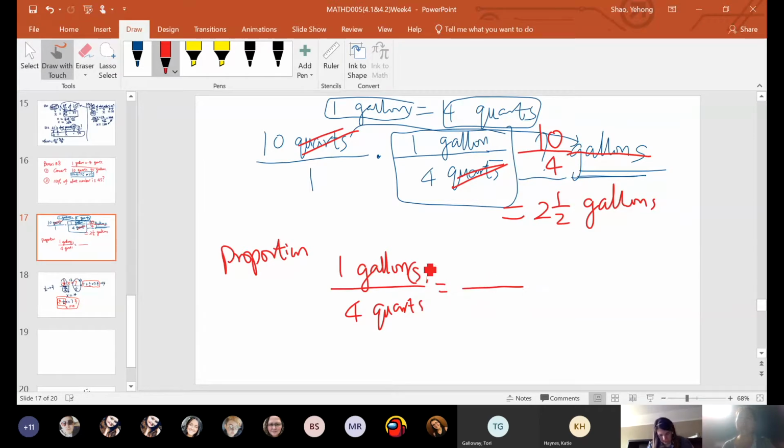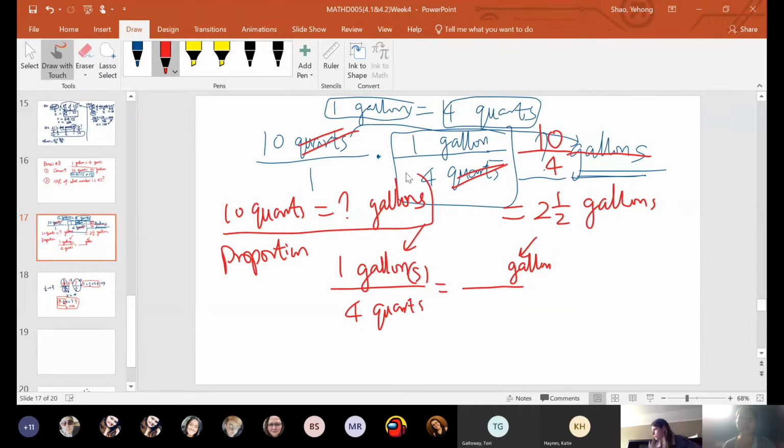Now, on the right-hand side, you make sure you're consistent. For example, the top, you put a gallon. So on the right side, the top also has to be a gallon. How many gallons? Well, the question is 10 quarts. Let me put a question down here. The 10 quarts equals how many gallons? Do we know how many gallons? We don't. In this relationship, we don't know how many gallons. That's why we need to find out. So let's call it X. I'm going to put an X on the top, and that means 10 quarts will go on the bottom.